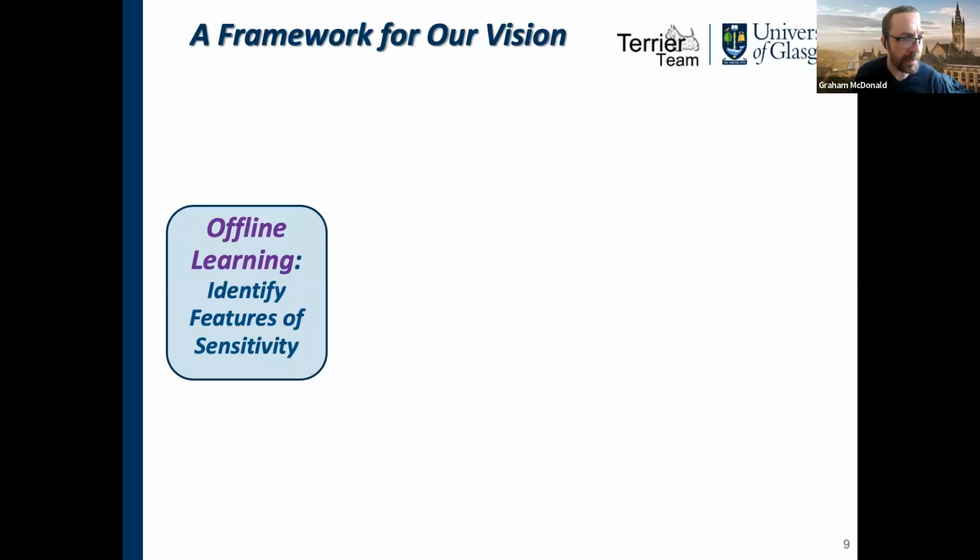Okay, so I briefly mentioned this at the start, but we have a framework for our vision, and it consists of three parts. The first part is what we refer to as offline learning. So we want to be able to identify the features of sensitivity that enable us to automatically predict if a document contains any sensitive information.